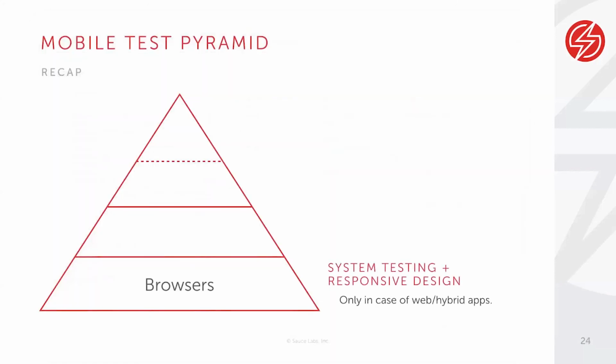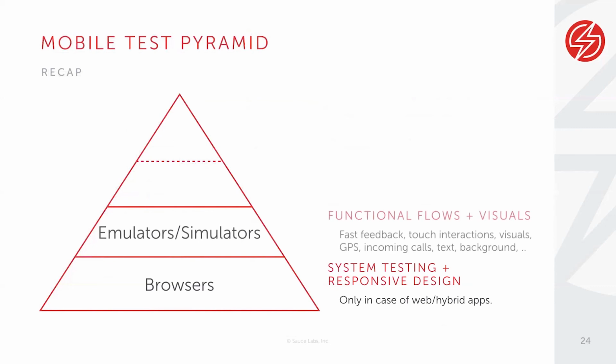So if we would summarize the slides, you can use the mobile test pyramid as a mobile test strategy. We've looked into desktop browsers here. In case you need to test a web hybrid app, you should focus on system testing and responsive design by changing the size and the user agents. We've seen that you can get fast feedback from emulators and simulators by running functional flows, use touch actions, or change GPS. This fast feedback can also be gained because the simulators and emulators are easy to scale.